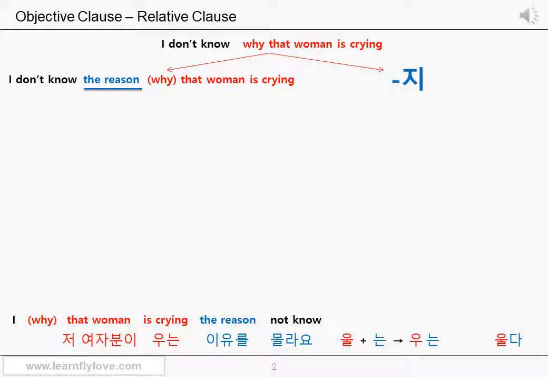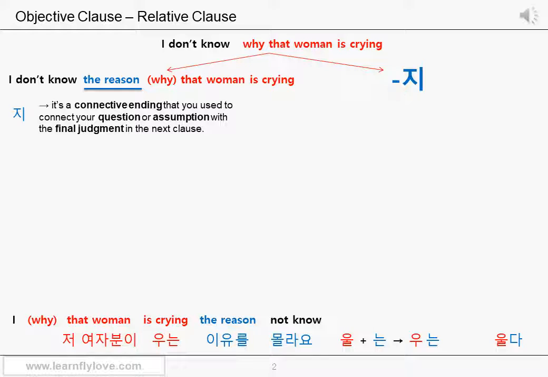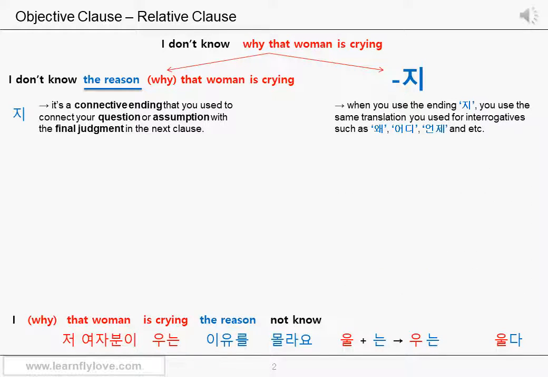Okay, let's take a look at the second way together then, if you insist. We can make a sentence like this using the connective ending 지. What is 지 then? It's a connective ending that you use to connect your question or assumption with a final judgment in the next clause. So, "why that woman is crying" is your question, and "I don't know" is the final judgment. When you use the ending 지, you use the same translation you used for interrogatives such as 왜, 어디, 언제, etc. for why, where, when, etc., despite the fact that they are not called interrogatives in English grammar.